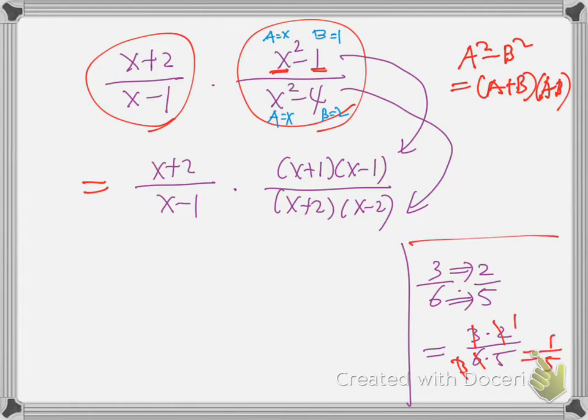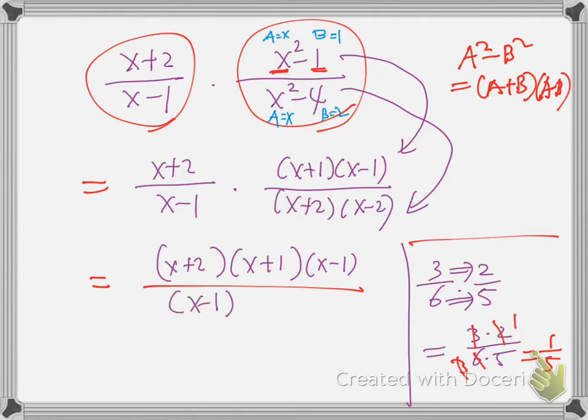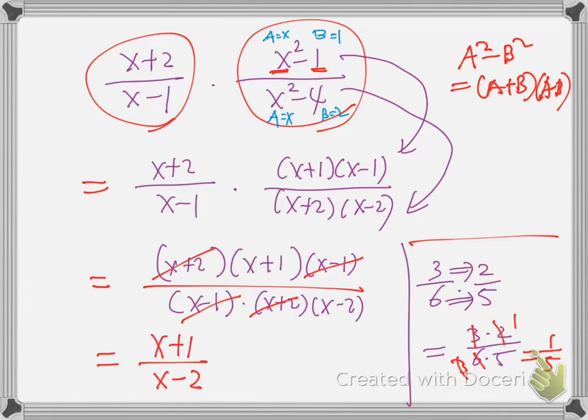Here we use the same idea: numerator times numerator, denominator times denominator, and then cancel common factors. On top, we have x plus 2 times x plus 1 times x minus 1. In the denominator, we have x minus 1 times x plus 2 times x minus 2. Then we can cancel, and the answer is x plus 1 over x minus 2. This is the multiplication idea.